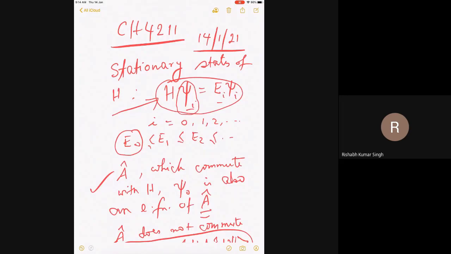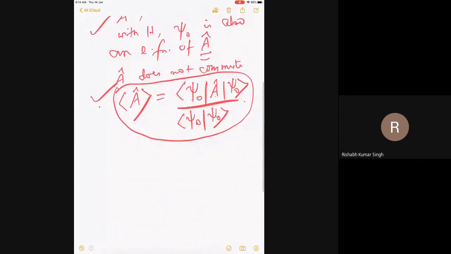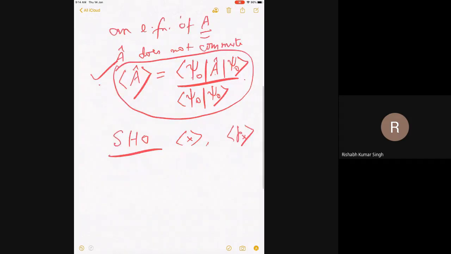Also, for example, the harmonic oscillator. If you remember the simple harmonic oscillator, SHO, we had calculated the wave function. Then we asked you, what is the average value of X, if you remember? What is the average value of momentum? What is the average value of X square? What is the average value of Px square? And so on. There are so many questions you can ask, right?